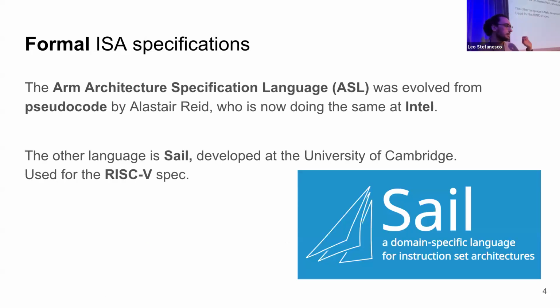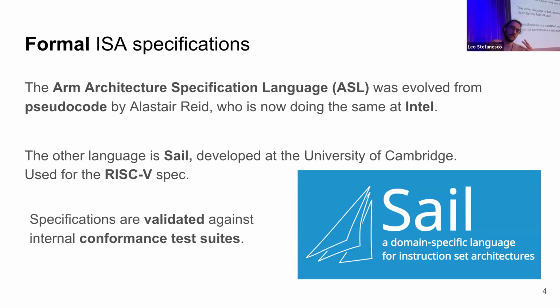In parallel, there is another language called Sail, which is developed at another group in Cambridge, led by Peter Sewell. This one is used by the RISC-V spec, which is another open source architecture, and this is the one we will use in this talk. An important point is that these specifications are validated by the CPU makers against their internal test suites, so we can have good confidence that they match the actual behavior of CPUs.